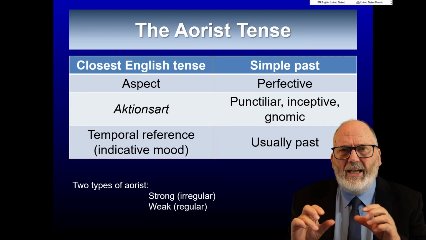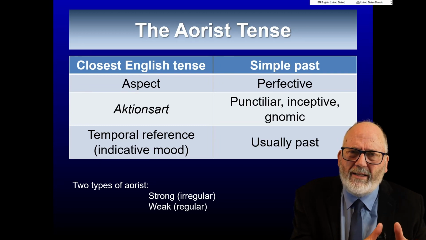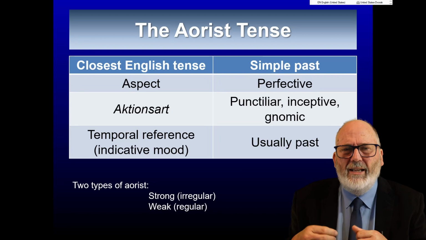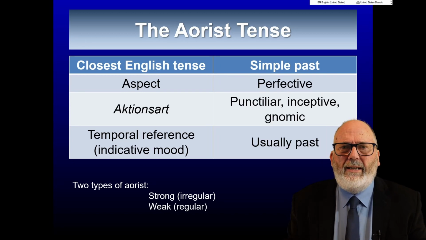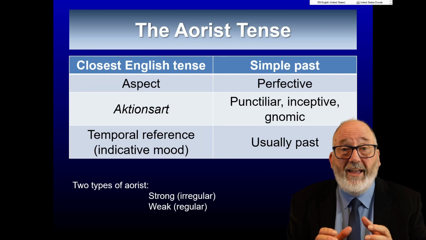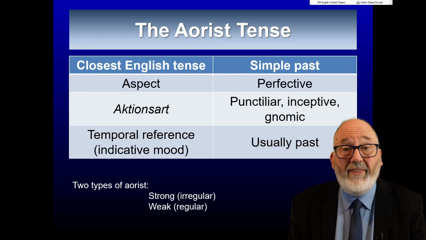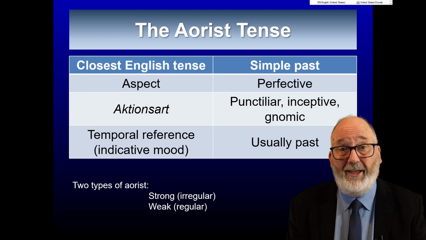So we start with saying it's almost an equivalent to the English simple past, and then we say, well, yes, when we think about aspect, it's talking about a completed action. So that's probably how we should envisage the aorist tense. And it turns out they are not too difficult to translate.